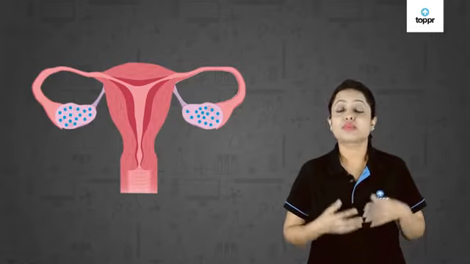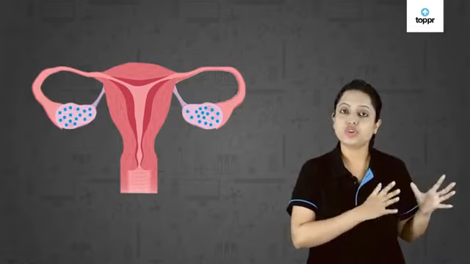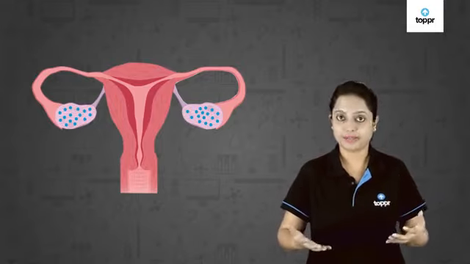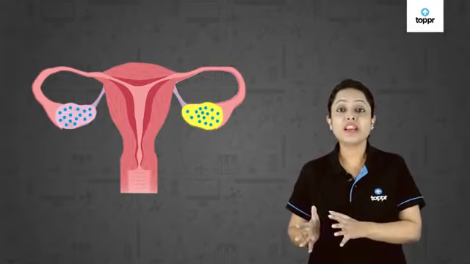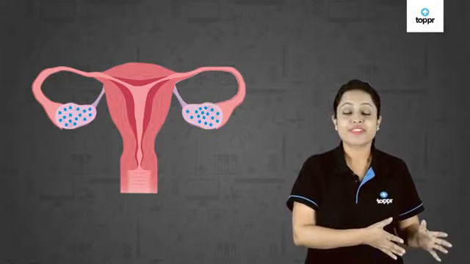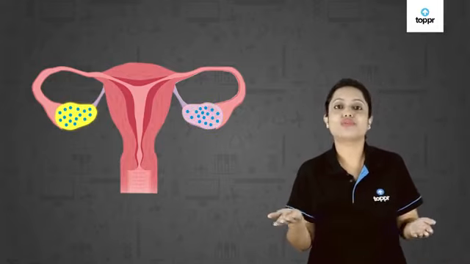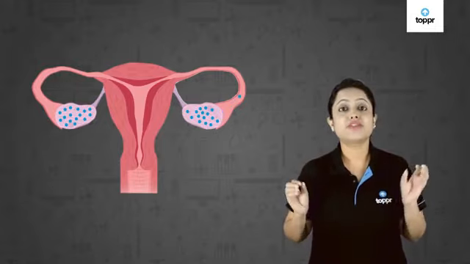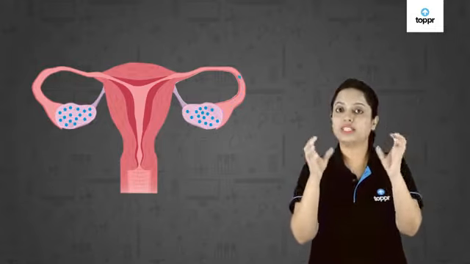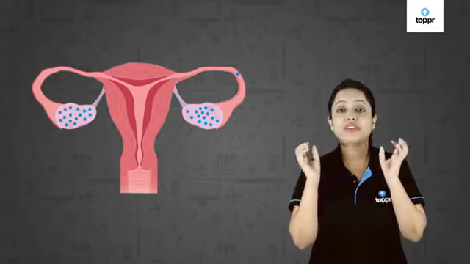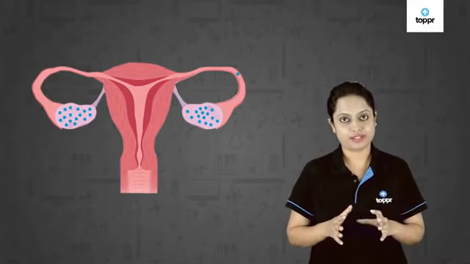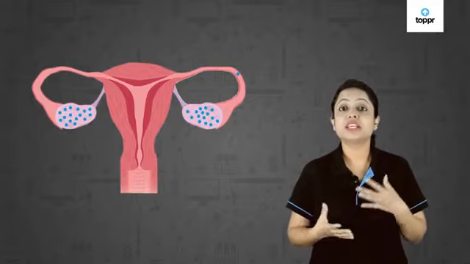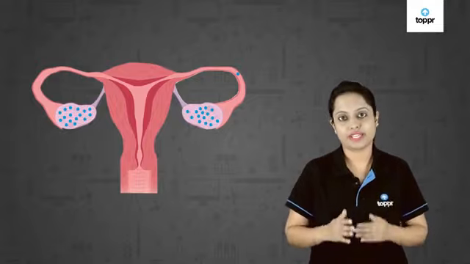Every time, one egg is released from one ovary. So, alternate ovaries release the egg every month. That is, one ovary releases the egg one month and in the second month, the second ovary releases the egg. Now, this released egg enters the fallopian tube or the oviduct, and from the oviduct it reaches the womb or the uterus. The uterus is a bag which opens into the vagina through a cervix.